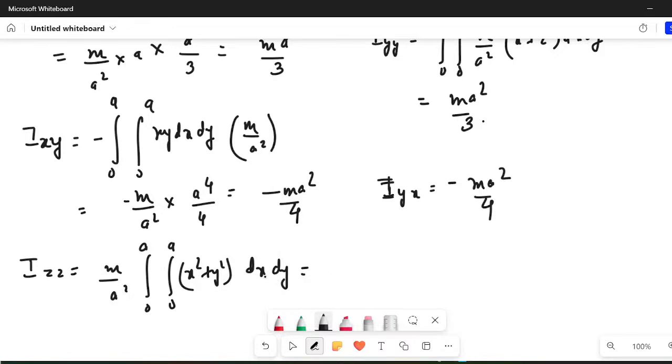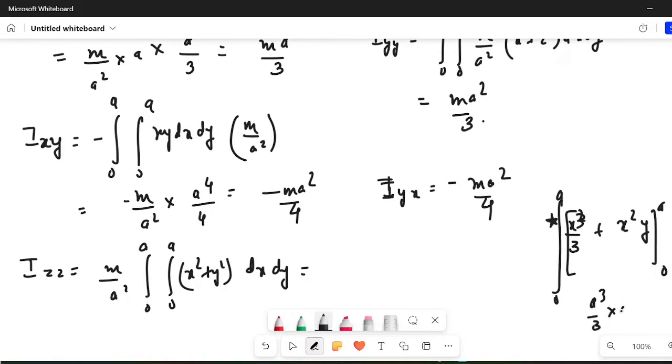I think if I integrate with respect to x, then I will get x cubed by 3, and then y square into x. And then again if I integrate with respect to y, so let me do it. So what I'll get is x cubed by 3 plus x square y from 0 to a, and then integration dy from 0 to a. So what I'll get is a cubed by 3 into a plus a square into this y, which would be y square by 2.